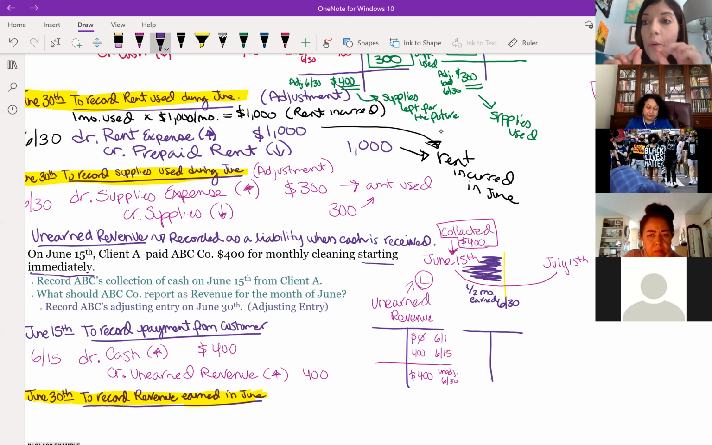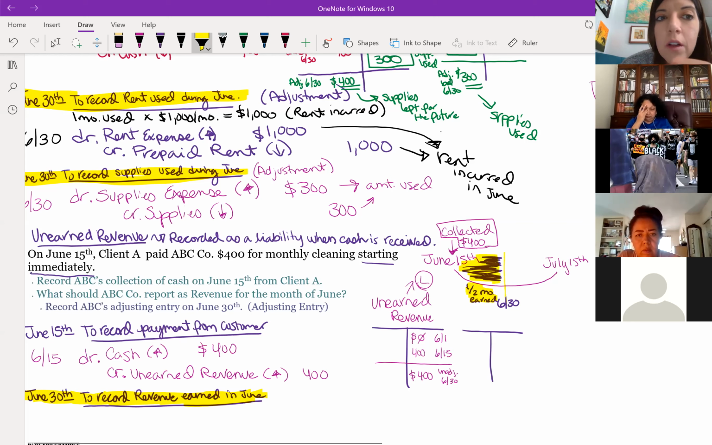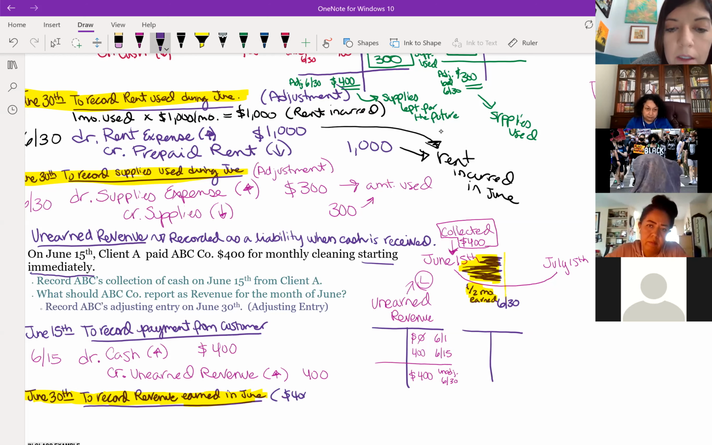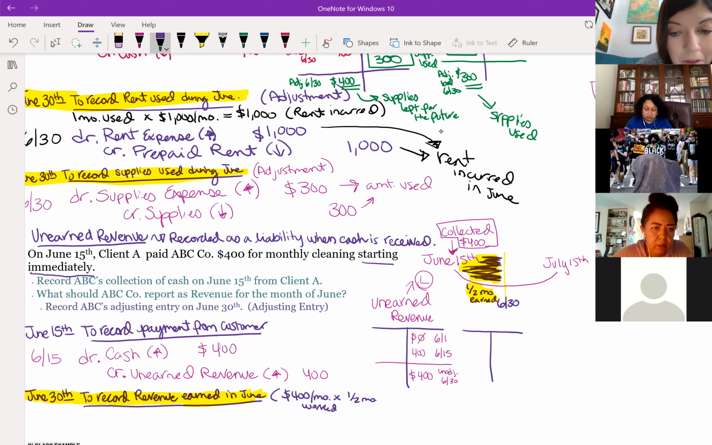So I can't recognize a whole month's worth of revenue because I didn't earn a whole month's worth of revenue. I only earned half a month worth of revenue. So that's how much revenue I'm going to recognize. $400 per month is the amount of revenue that's earned times a half a month worked. It's not the total because we didn't complete the work yet, right? Doesn't matter, because we did part of it, we get to earn part of it.